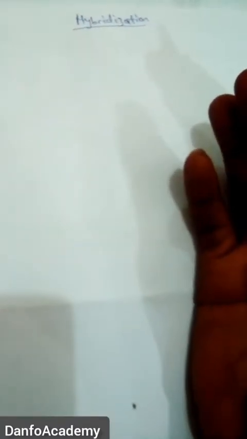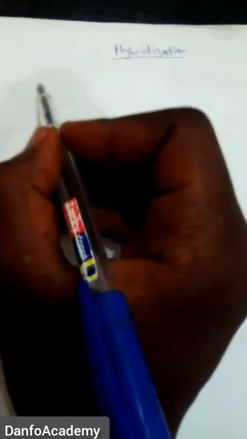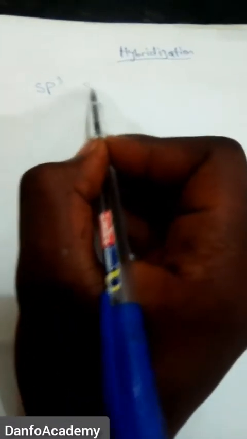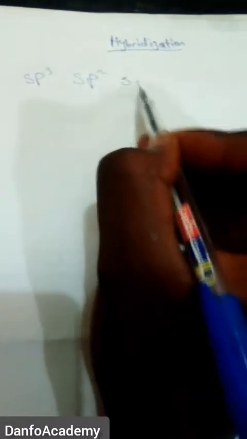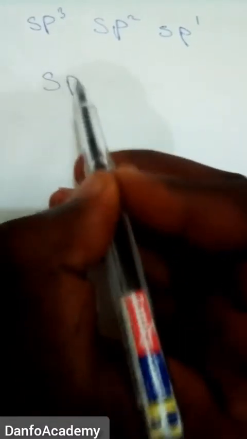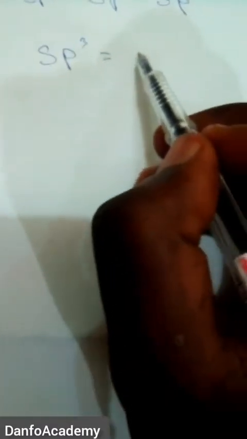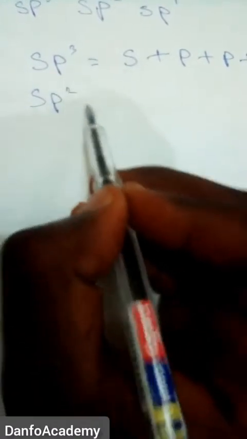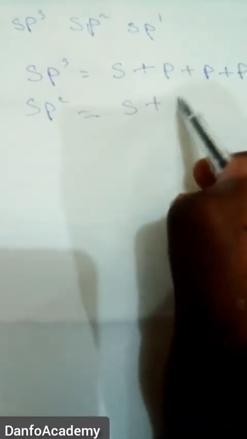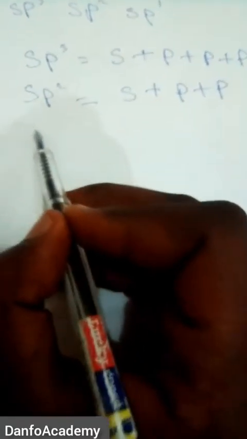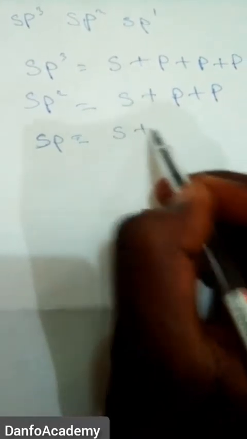So today we'll be talking about hybridization. Hybridization is the mixture of atomic orbitals. Examples of this are sp3, sp2, and sp. When you say sp3, it means a hybrid of s orbital plus p plus p plus p. When you say sp2, it means a hybrid of s plus p plus p. When you say sp, it means a hybrid of s plus p.